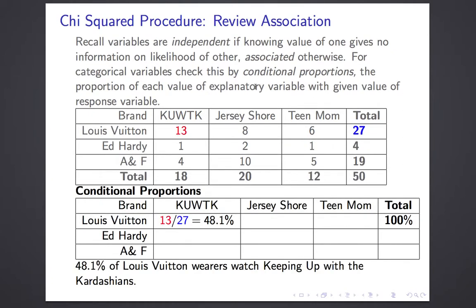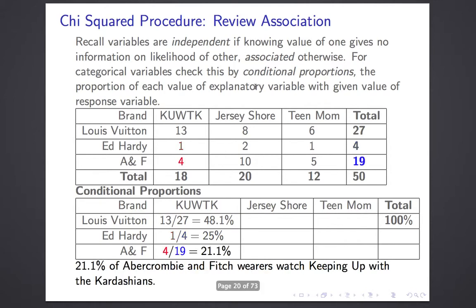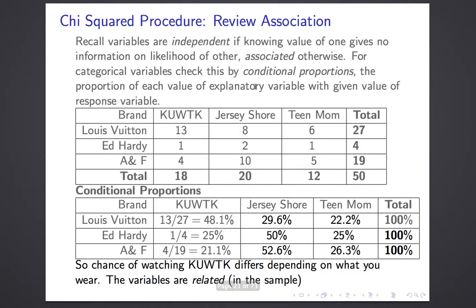The percentage of Louis Vuitton wearers who watched Keeping Up with the Kardashians would be the 13 who did both divided by the 27 total of Louis Vuitton, so it would be 48.1%. Similarly, the percentage of Ed Hardy wearers who watched Keeping Up with the Kardashians was 1 divided by 4, and Abercrombie & Fitch is 4 out of 19, or 21.1%. And here's the rest of the table.